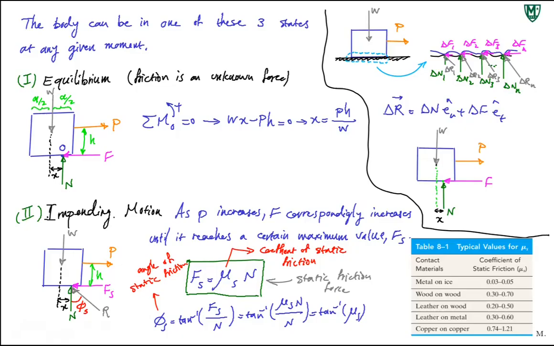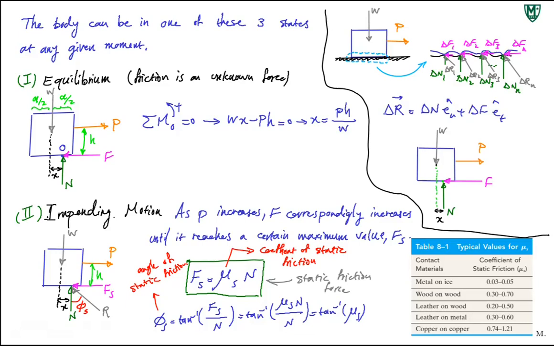Mu s is measured experimentally for different surfaces, because it depends on the types of surfaces that are in contact, whether they are oiled or lubricated or not. Typically the values for that are tabulated in design handbooks or different mechanical engineering references. And sometimes in problems you are given enough information to find mu s from your rigid body free body diagram. So that's one state.